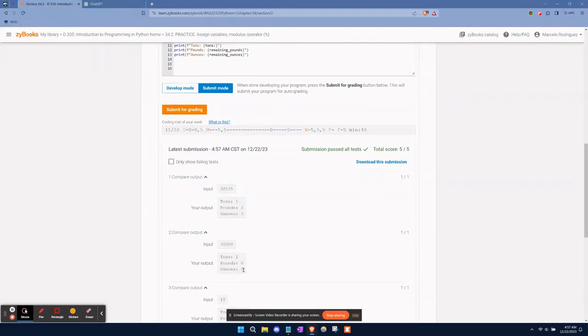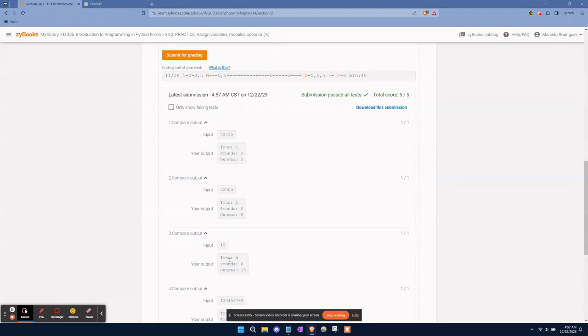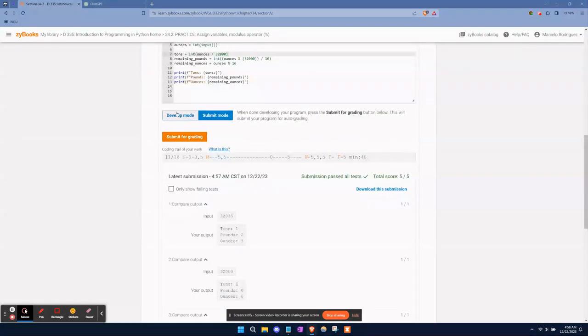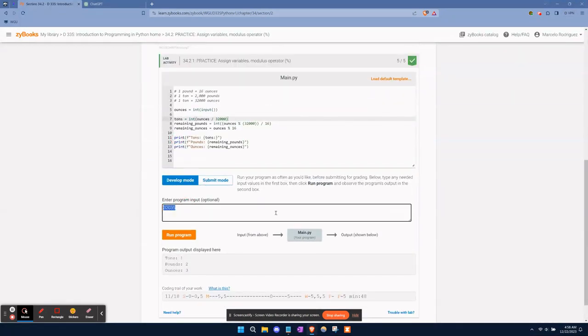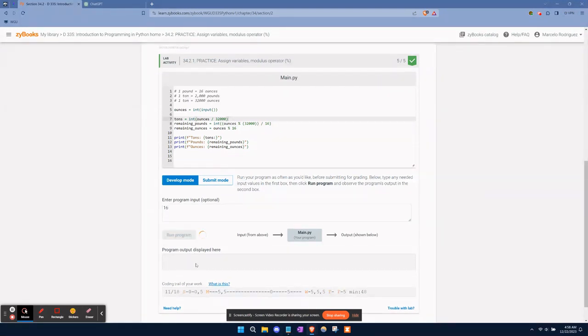Pounds and ounces are 0 because 32,000 ounces is equal to exactly 1 ton, so you wouldn't have anything left. With 15 ounces, you don't have enough ounces to make a ton, and you don't have enough to make a pound because it's 16 ounces per pound, so all you have is the 15 ounces, and so forth. So for example, if my input is 16 ounces, I'm going to have 0 tons and 0 ounces.